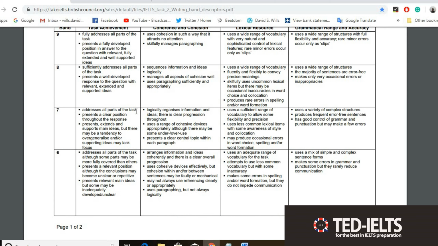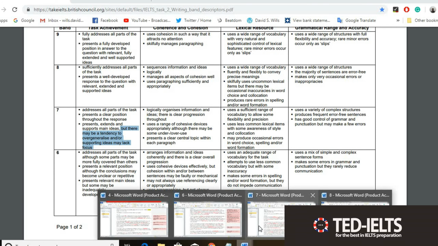So everything is going to be answered. A clear position, and basically extends and supports their main ideas. However, as you can see here, there may be a tendency to overgeneralize or may lack focus. In other words, it's very good, but there are some imperfections there.